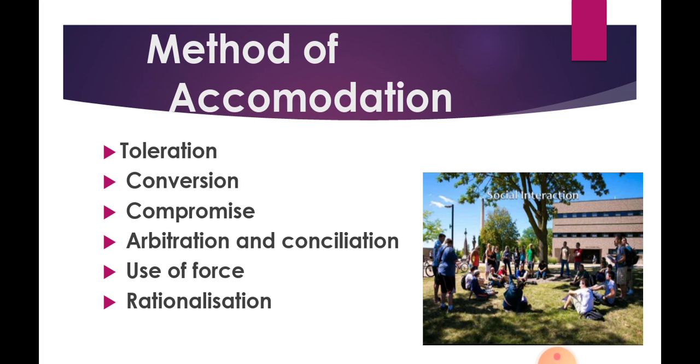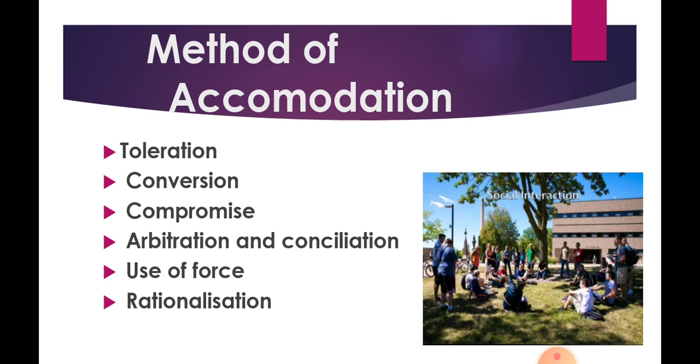Now we will discuss its methods. The first method of accommodation is toleration. Toleration means when two different groups live together and they tolerate each other. The next method is conversion. Conversion is the process in which one form changes into another. The third method is compromise. Compromise means a person or individual accepts less than they want. The fourth one is arbitration and conciliation. For example, conflicts or issues are solved by conciliation and arbitration.